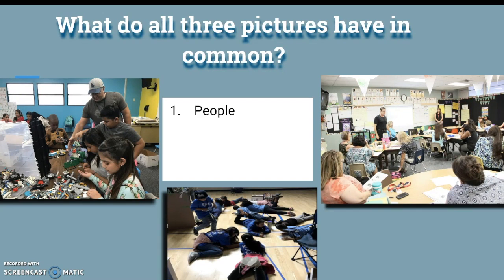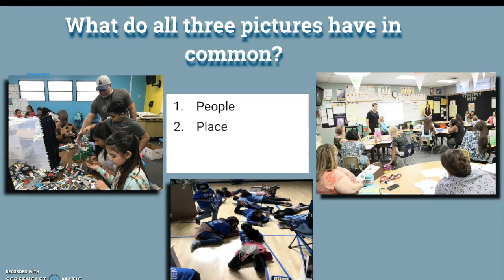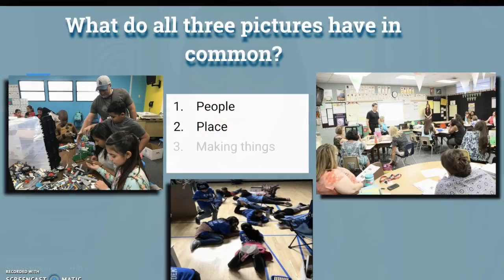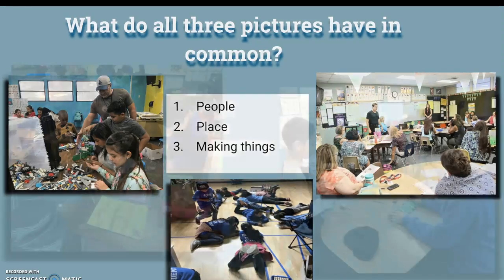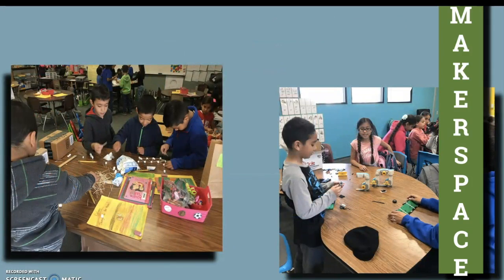Look at what all of these three pictures have in common. These pictures have people. We see people of all ages. The next thing that we see in these three pictures is a place. Now, this place could be a classroom, it could be a gym, it could be a store, an enclosed place for these people to work in. And then lastly, the major thing I notice is that there are children or students who are making or creating things together.